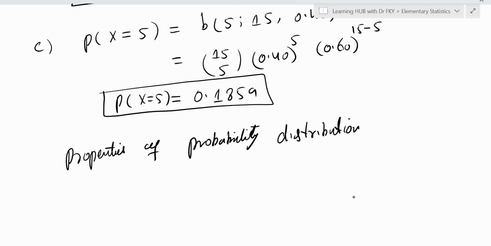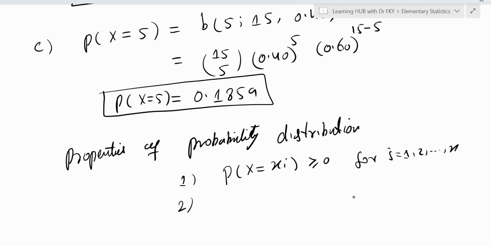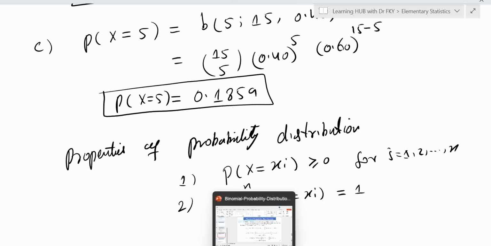Suppose X is a random variable which follows a particular probability distribution, then there are two properties. In the discrete case, we denote like this: P(X = xi) is greater than or equal to 0. This means that for each value of the random variable, the probability is greater than or equal to 0. For i from 1 to n, the sum of P(X = xi) is equal to 1. This means that the sum of the probabilities for all values of x is equal to 1. So, using this property, you can solve this problem as well.